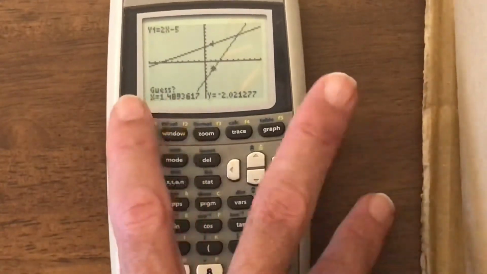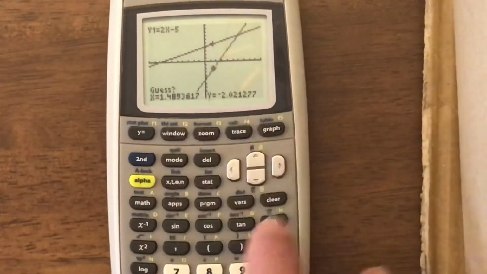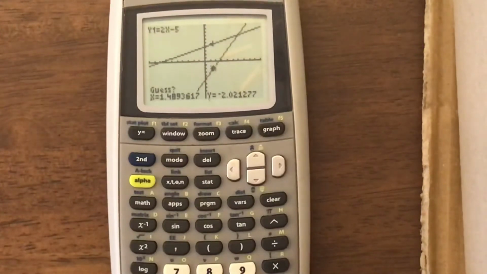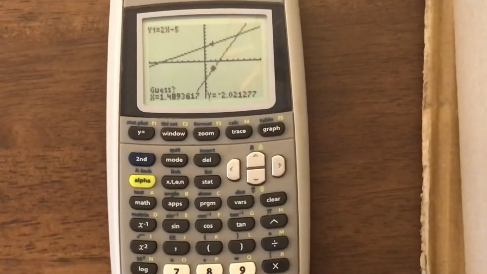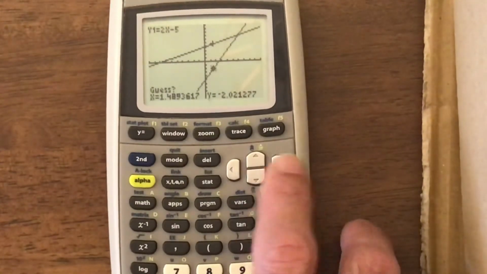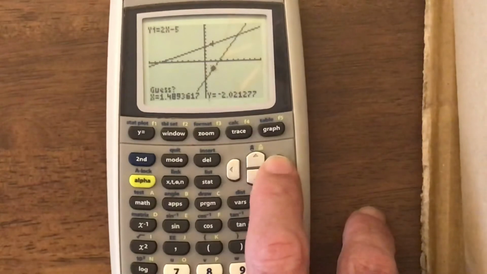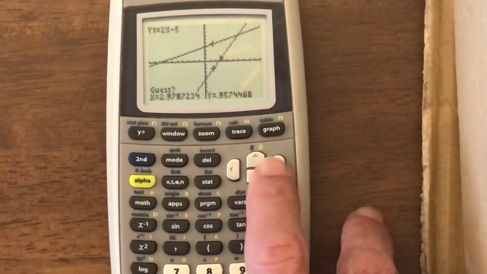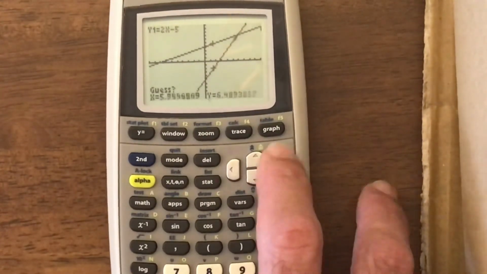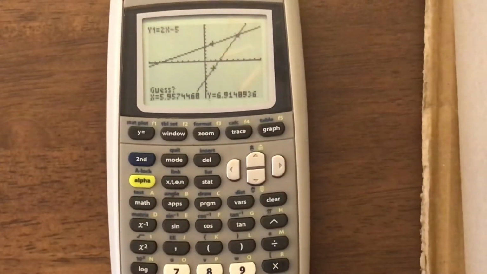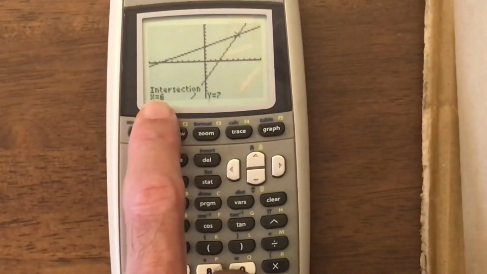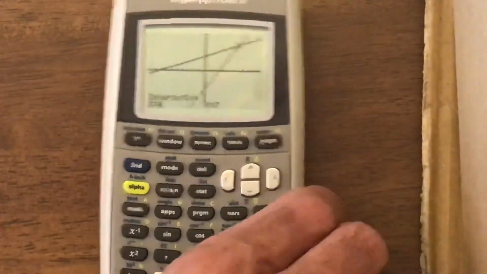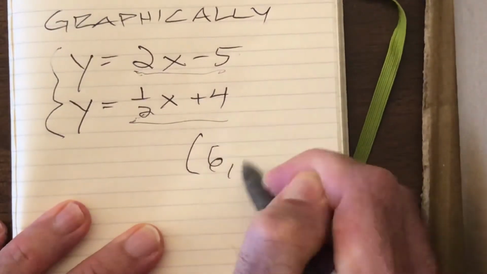Now it says guess, and again, it's only really one answer, and I could just push enter and it would find the answer for me. But if I had multiple intersections, I would have to give it a clue about which intersection. So it's just kind of a habit of mine. I'm going to scroll that cursor using the right hand arrow button to close to where they intersect, and I press enter. And it tells me that they intersect at x equals 6 and y equals 7. So on my paper, the answer is 6, 7.